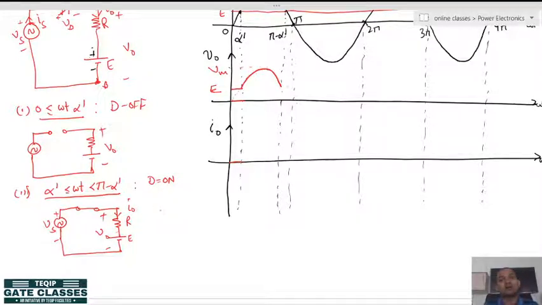Since there is no inductor in this circuit, the circuit will not try to force the diode to remain turned on. If we write the load current value, we can simply write that the load current will be simply (V s minus E) by R. So, we can see that the load current will be (V s minus E) by R. It means that the current will be in the same phase as the voltage.